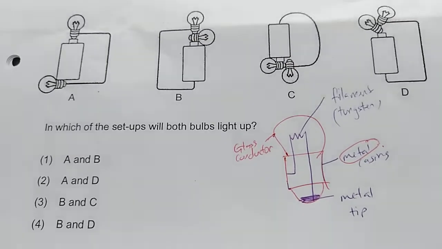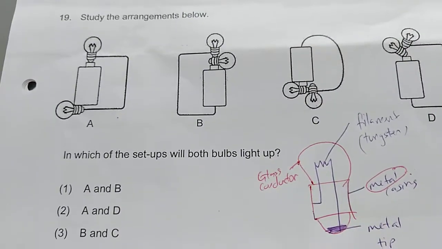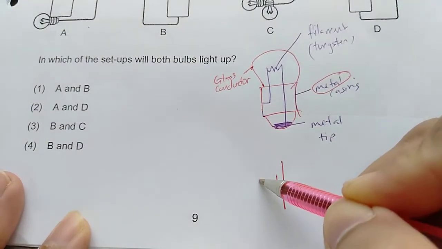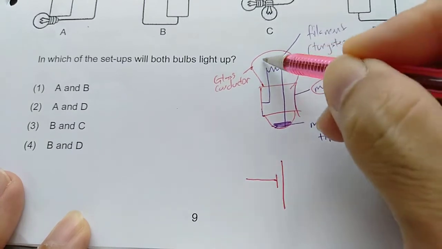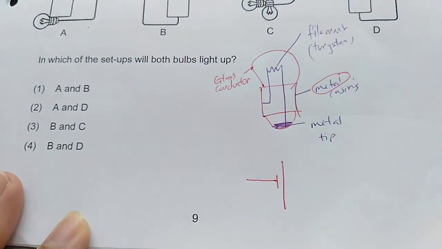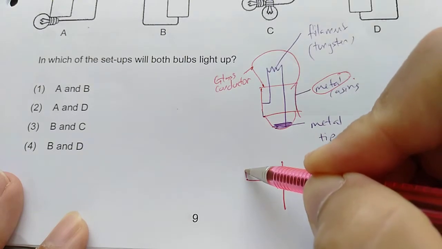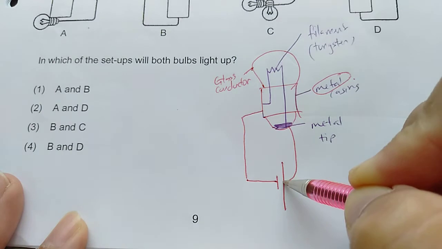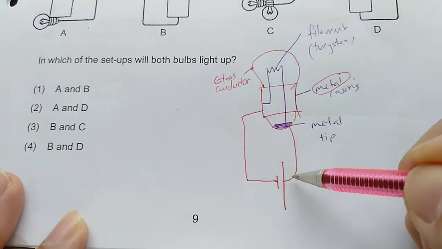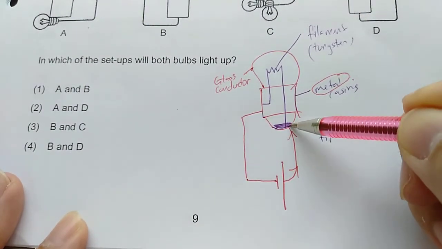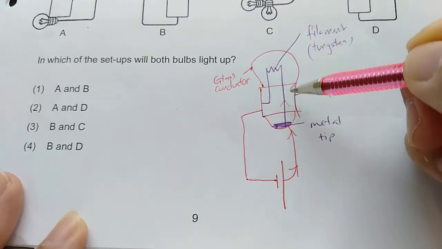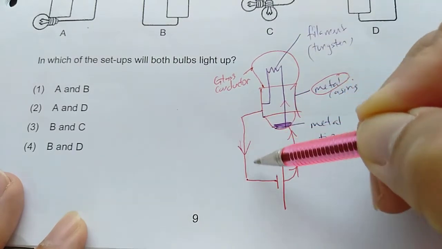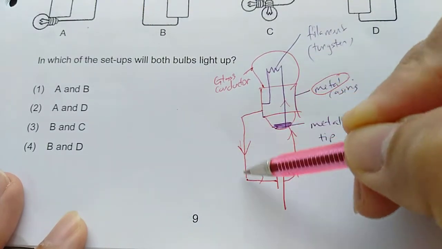Now let's carry on and let's see. For the current to flow, let's say we have a battery here. For current to flow through the filament, the one wire must touch the casing, the other wire must touch the tip. Then current will flow through the metal tip, flow up the tungsten filament, down through the casing, back to the battery. This is how current will be flowing.